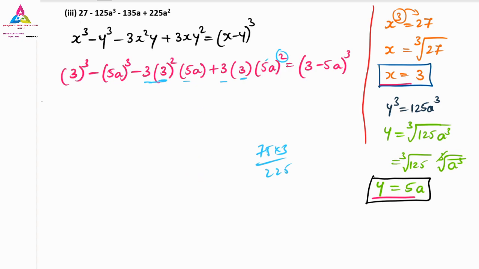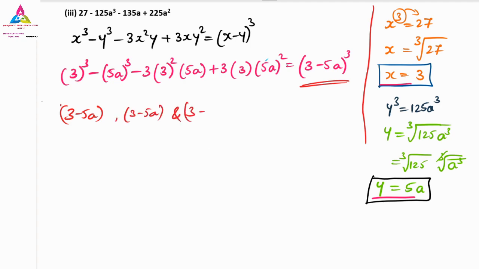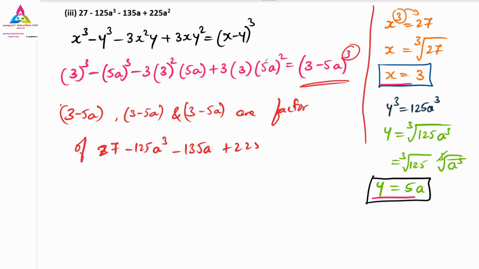So what I have written is correct. This answer will be correct only. So just go through the final answer. This is our final factorization. It is nothing but 3 minus 5a, 3 minus 5a and 3 minus 5a, because we have a cube here, so 3 times are factors of x, this is 27 minus 125 a cube minus 135 a plus 225 a square.